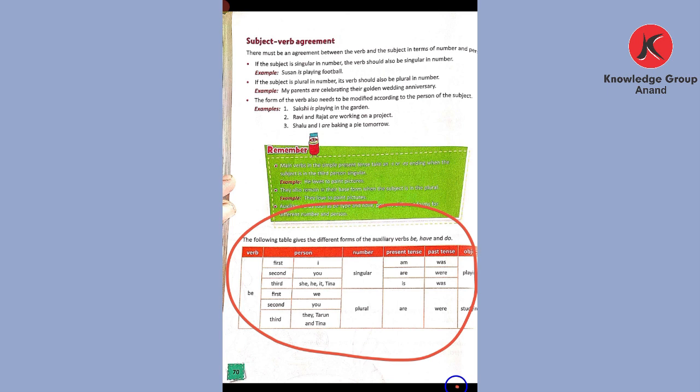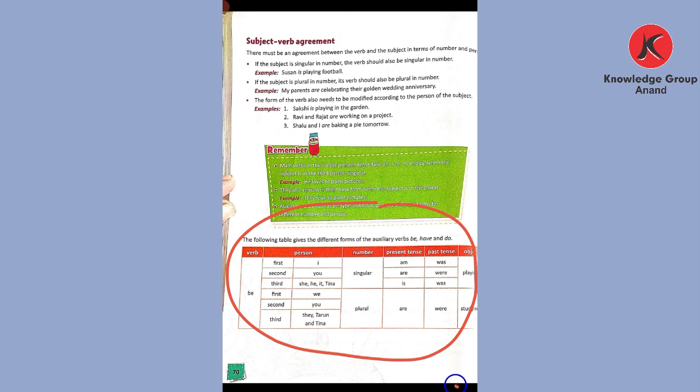In the present tense we use am, are, is, are. In the past tense we use was, were and was. Object, playing and studying. Here again, in the have and do forms, be form, first person, second person, third person. I, singular. Present tense have and has, past tense had.